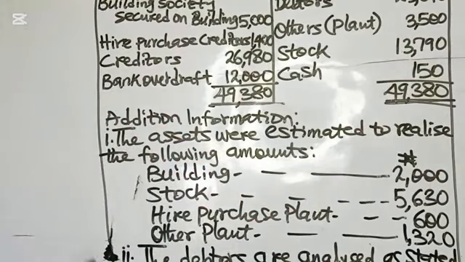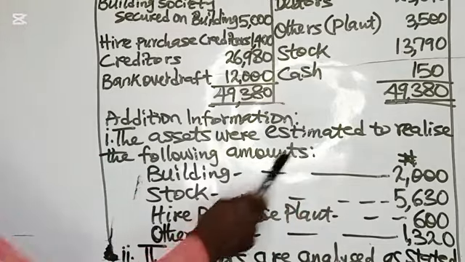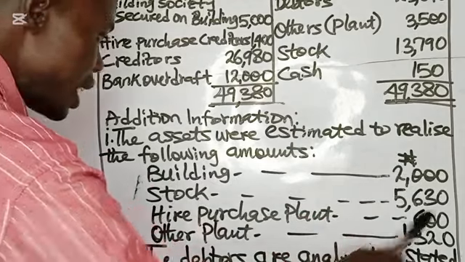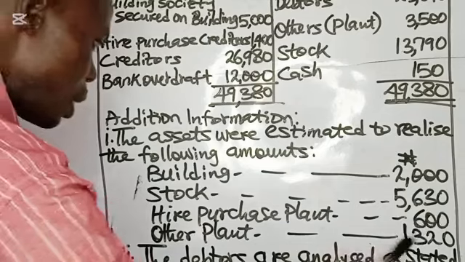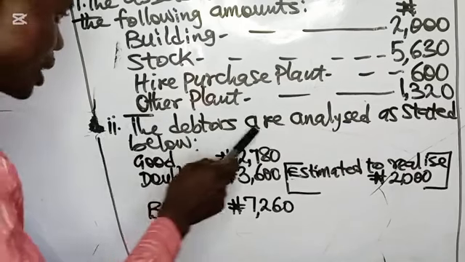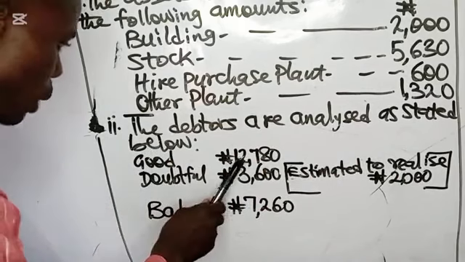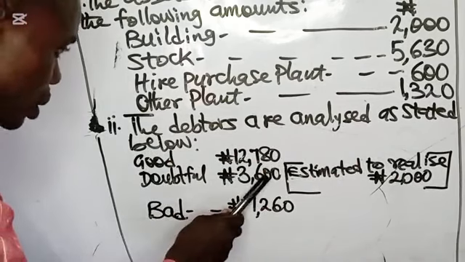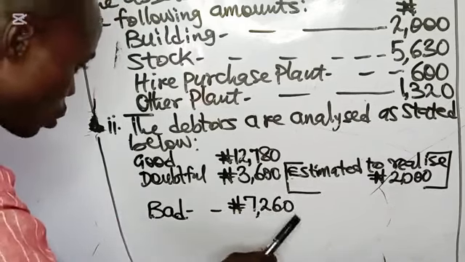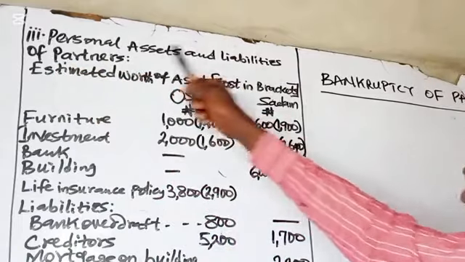Additional information. 1. The assets were estimated to realize the following amounts. Buildings 2,000. Stock 5,630. Hire purchase plant 600. Other plant 1,320. Note 2. The debtors are analyzed as stated below. Good 12,790. Doubtful 3,600. Estimated to realize 2,000. Bad 7,260. Note 3. Personal assets and liabilities of partners.